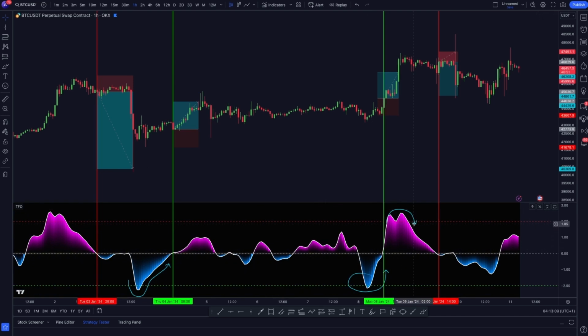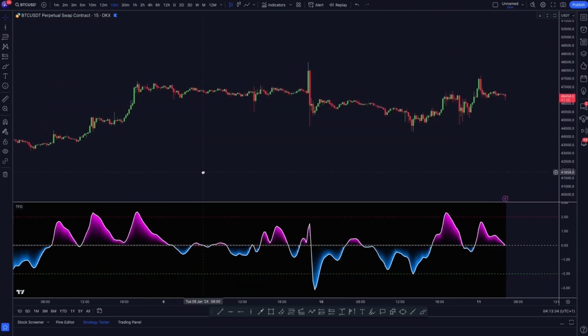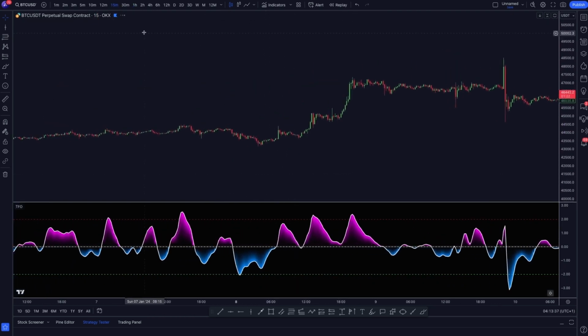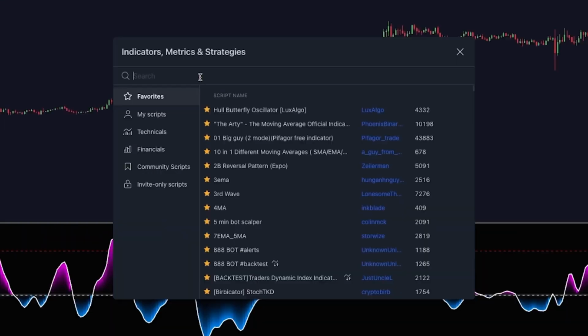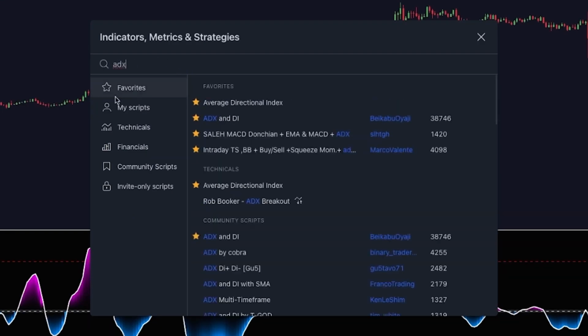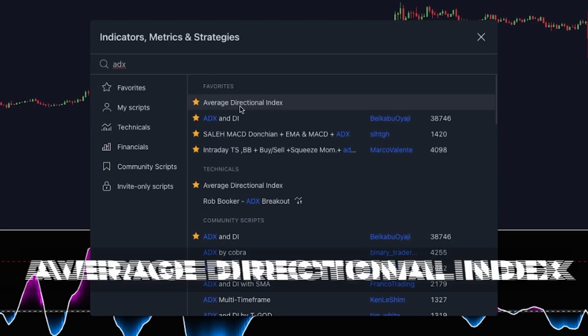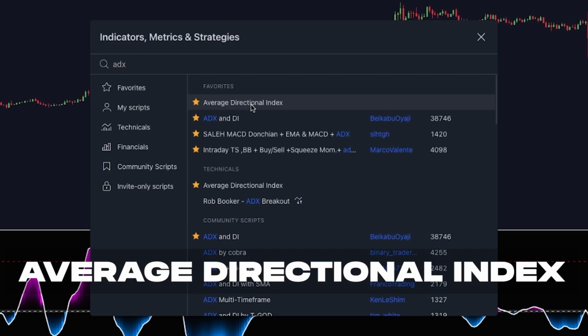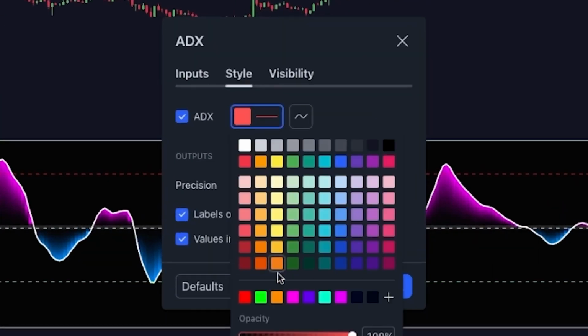But how can we filter these trades even more? And above all, do it with this level of precision, in this case, on a 15-minute time frame? Well, let's add one of the community's favorite indicators, the Average Directional Index, or ADX. The first thing I'll do is change its color to yellow to differentiate it a bit from the other indicator.